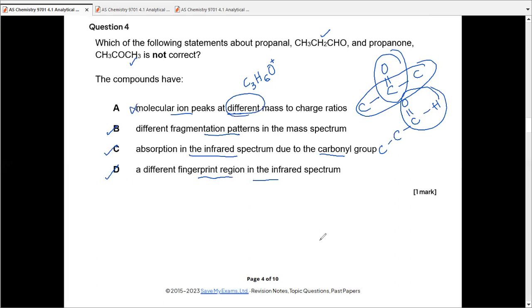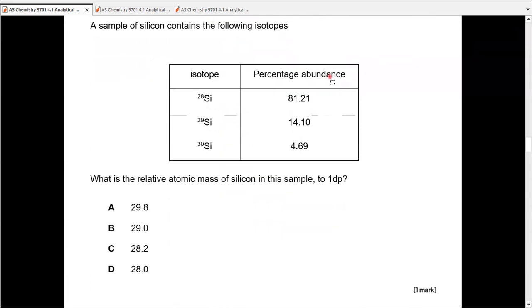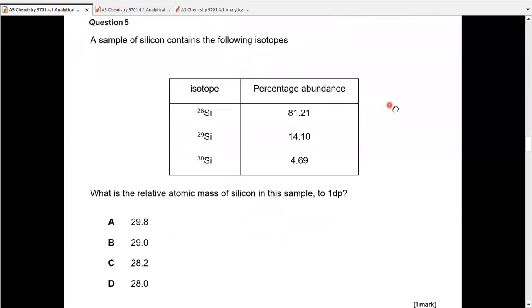We figured it out. So I hope the whole MCQ makes sense to you, right? Yes, sir. Good. Question number 5. Definitely an easy question, but it requires some calculation. Go ahead, take your time.